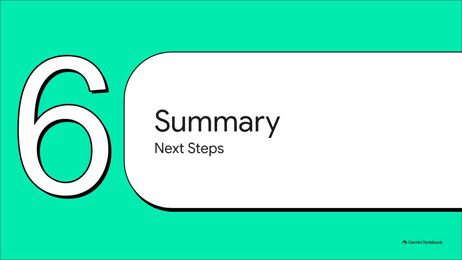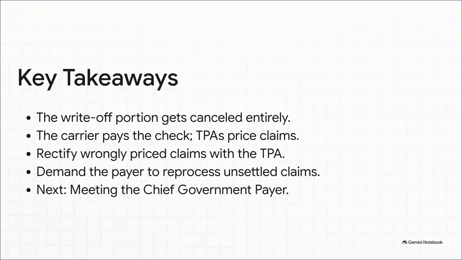Section 6. Summary and Next Steps. We've covered some highly technical ground today, so let's bring all of these operational rules together. First, contractual write-offs are completely canceled amounts. Never balance bill them to the patient. Second, insurers cut the check while TPAs price the claim. Because of that, you route your pricing disputes to the TPA, and you route your settlement disputes to the insurance carrier. Make sure you join us next time for Part 6, where we'll dive into the chief government payer, exploring Medicare foundations, FICA funding, and Part A and Part B operational rules.